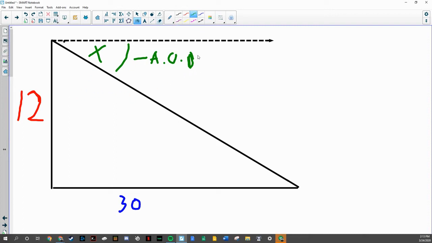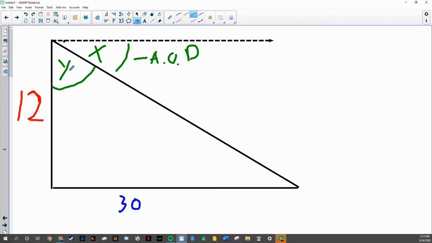So the key to this problem, let me make this the key: angle of depression. The key to this problem is you have to use this angle here. I'm going to call it angle Y. We have to use this angle because that's the one that's inside of our triangle. So we actually need to use this angle here to figure out this angle of depression.